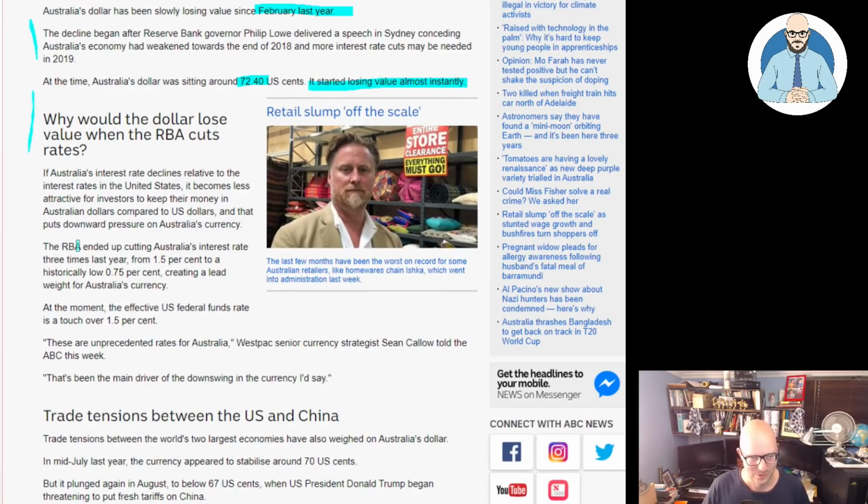So, why would the dollar lose value when the RBA cuts rates? If Australia's interest rate declines relative to the interest rates in the US, it becomes less attractive for investors to keep their money in Australian dollars compared to US dollars, and that puts downward pressure on the Australian currency. The RBA ended up cutting Australia's interest rate 3 times last year from 1.5% to historical lows of 0.75, creating a lead weight for Australia's currency.